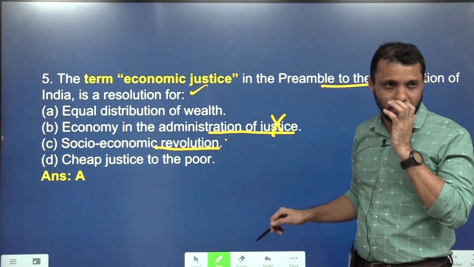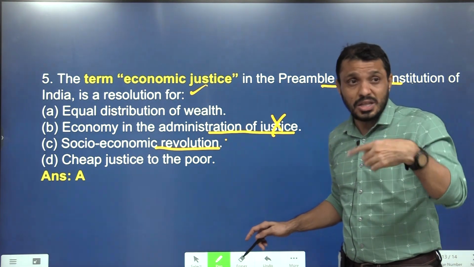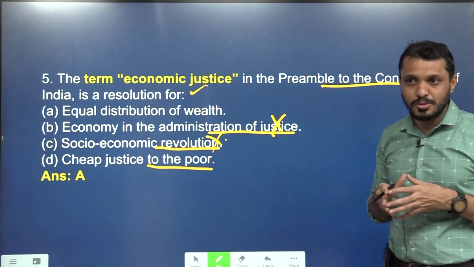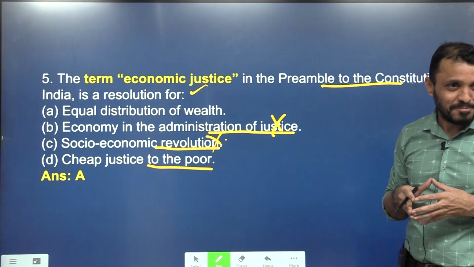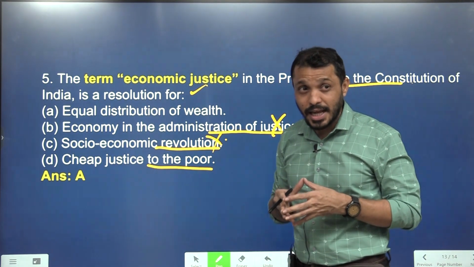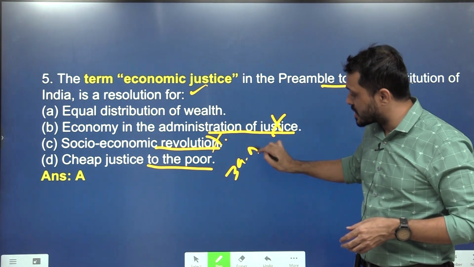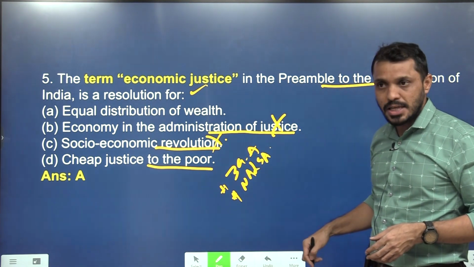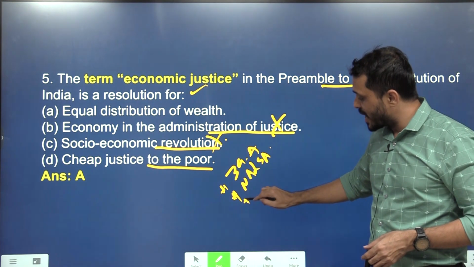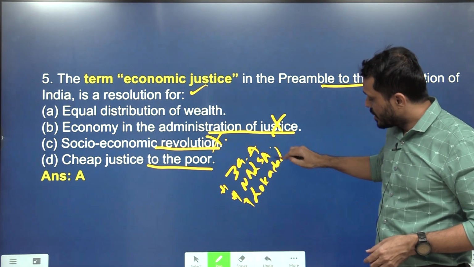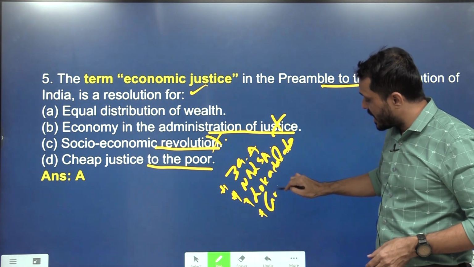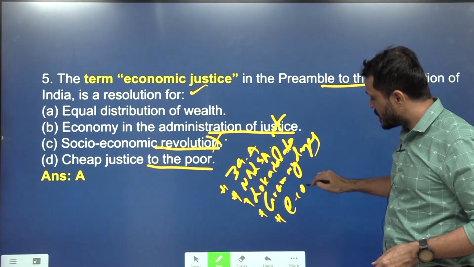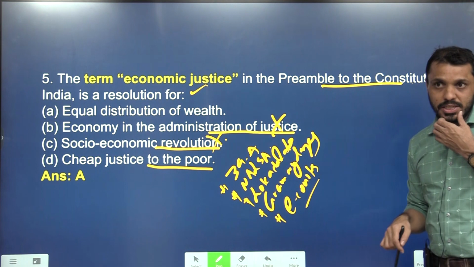The second statement is wrong. Third one, socio-economic revolution. The Constitution doesn't expect revolution; it expects evolution, not revolution. And cheap justice to the poor, not cheap actually, free and affordable justice. Cheap justice is a very wrong way. Free and affordable justice, Article 39A. For free and affordable justice, there are the National Legal Services Authority, NALSA, State Legal Services Authority, as well as Lok Adalats, Gram Nyayalayas and e-courts. All these are affordable justice in India.